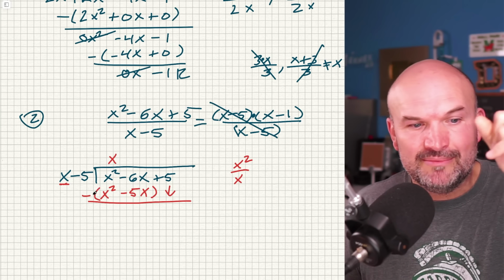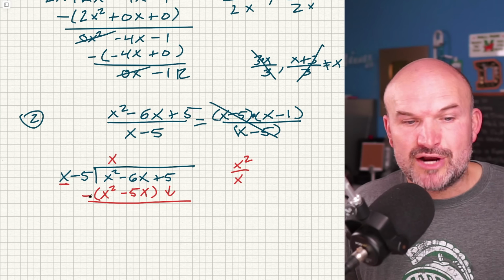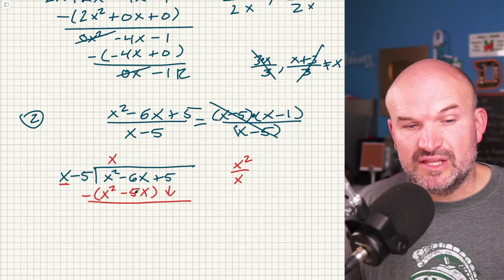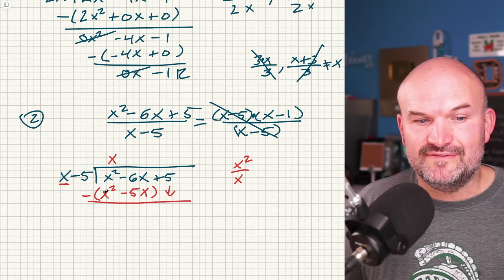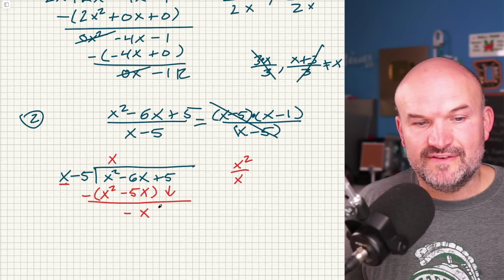So spend the extra time, write the parentheses, and make sure you're subtracting your rows, right? It's not negative 11x. It's negative 6 minus a negative 5. That's positive. So that's a negative x. And then we have our plus 5 over here.